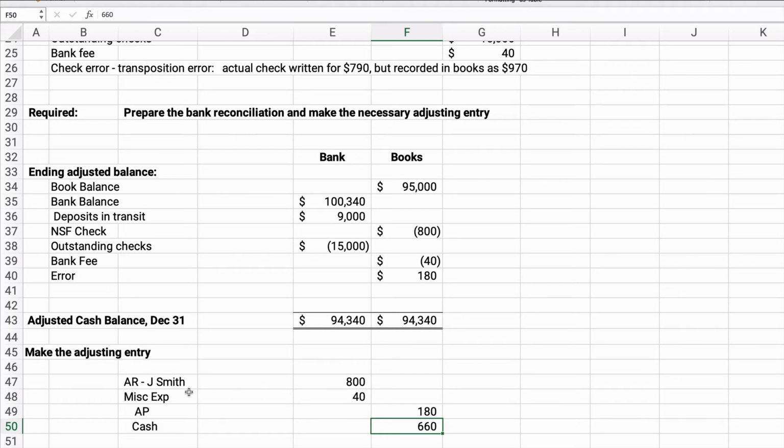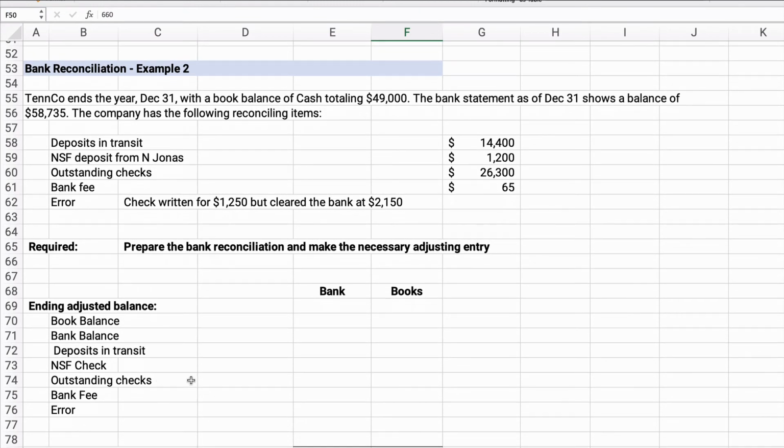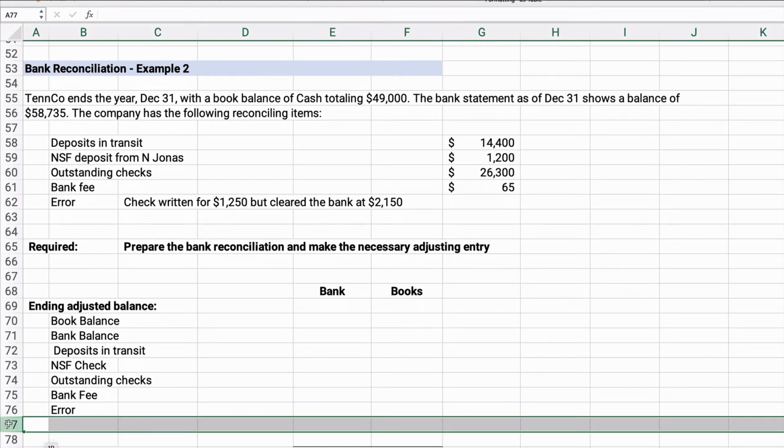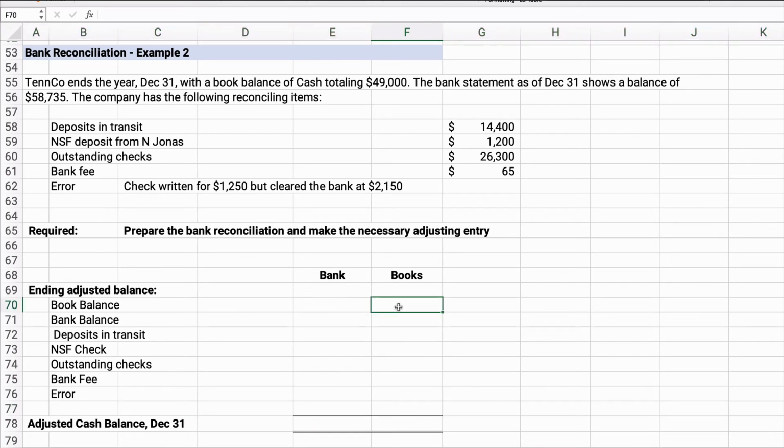All right, the next problem, example 2, very similar problem, just change some numbers here. So let's assume that Tenco has a cash balance at the end of December of $49,000. The bank statement on December 31st shows a balance of $58,735. We have deposits in transit, an NSF check, outstanding checks, a bank fee, and we have a different error. We'll come to that here in just a minute. What is our book balance? Our book balance is $49,000.